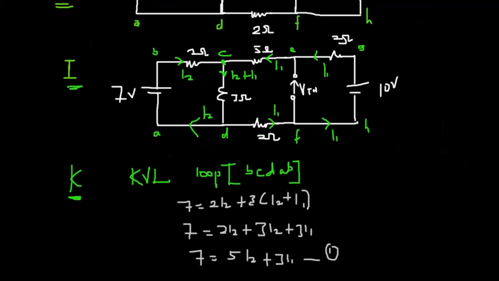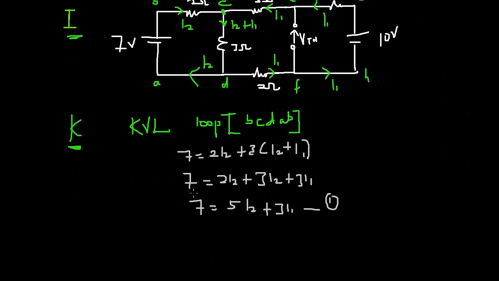Now let's choose another loop, a bigger loop. Watch carefully. We are choosing loop G, C, D, H, G. Because of this open circuit VTH, we are trying to cover the entire circuit. So we are choosing loop G, C, D, H, G.